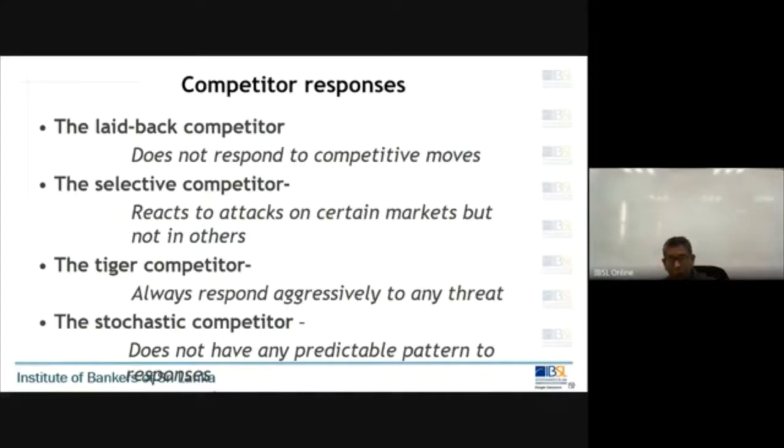And also we need to respond to our competitors. The laid-back competitor does not respond to competitive moves. The selective competitor selects a particular competitor and attacks. The tiger competitor always responds and addresses any threat. The stochastic competitor you cannot predict. So likewise, competitive responses are very different. I just give you this for understanding.